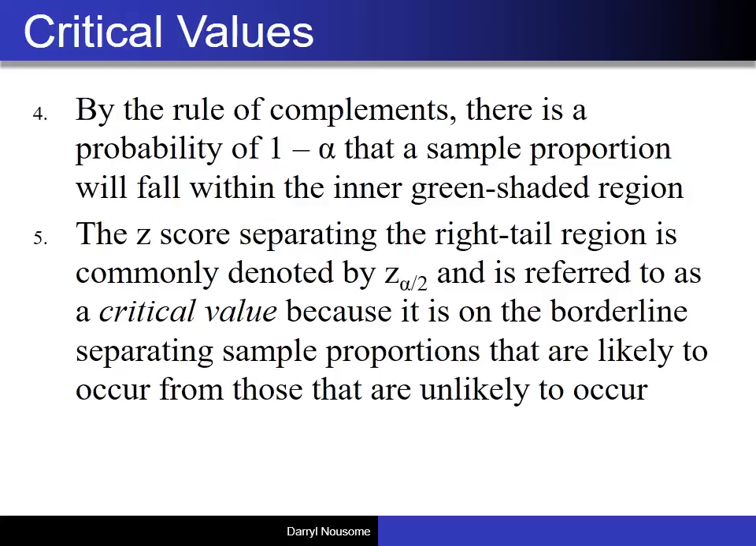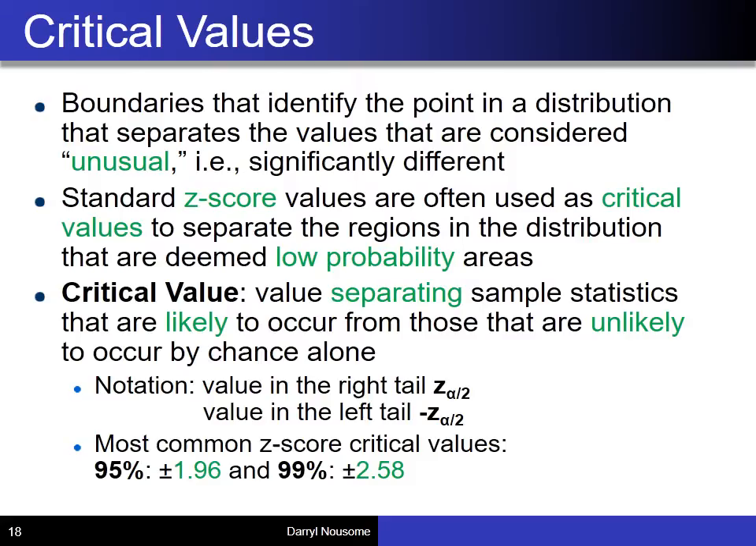Okay, so let's get to this a little bit more specifically. Boundaries identify the points in a distribution where the extremes are considered unusual. And we just look up our z-score to determine which one is going to be a critical value. This separates the regions in the distribution that are deemed low probability areas. So these values separate sample statistics that are likely to occur from those that are unlikely to occur by chance alone. So here's the notation, where we use z in the right tail as the positive side, and z in the negative as the left tail.